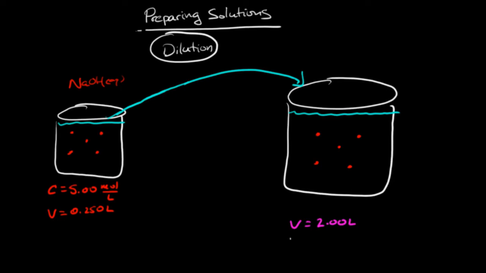We can figure out the original number of moles if we recall that n equals c times V. And that's going to give us a starting amount of 1.25 moles. So we have 1.25 moles of sodium hydroxide in our first solution, and all of that's going to be transferred into our second solution. We're not gaining or losing number of moles here. So we still are going to have n equals 1.25 moles.